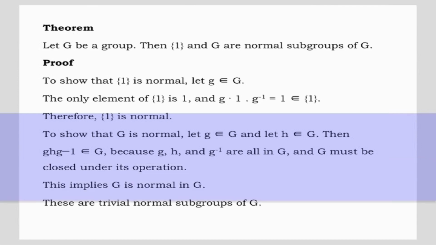To show that G is normal, let g belong to G and let h belong to G. Then ghg inverse belongs to G because g, h and g inverse are all in G and G must be closed under its operation. This implies that G is normal in G. These are the trivial normal subgroups of G.